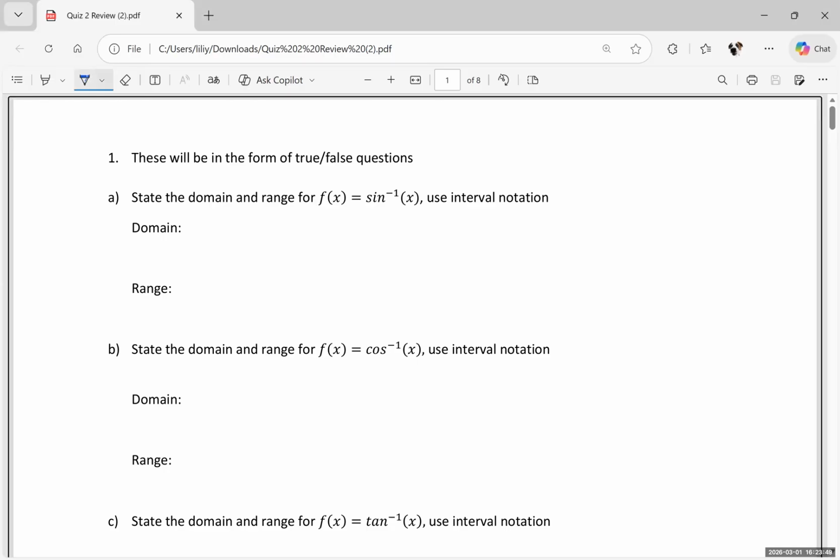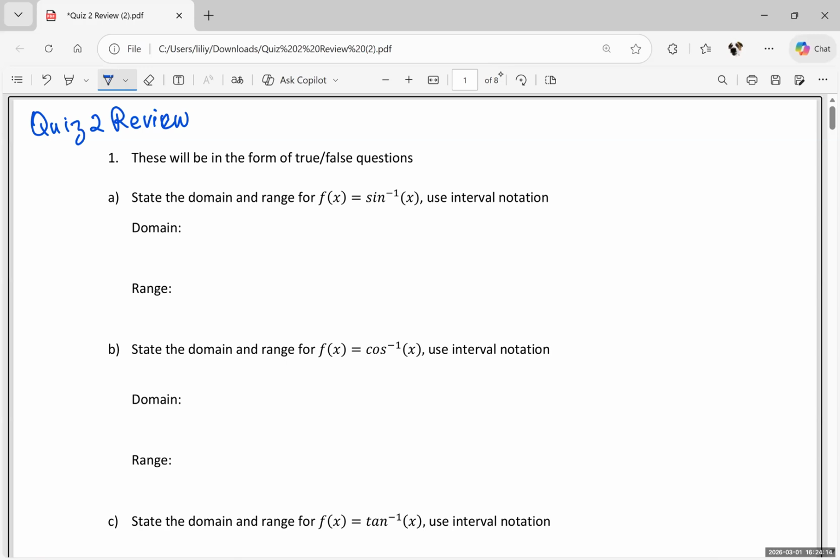All right, this is the review for quiz 2 for trigonometry. And we'll start with some true-false questions that you could see on the quiz. State the domain and range for f of x equals the inverse sine of x. You need to use the interval notation.